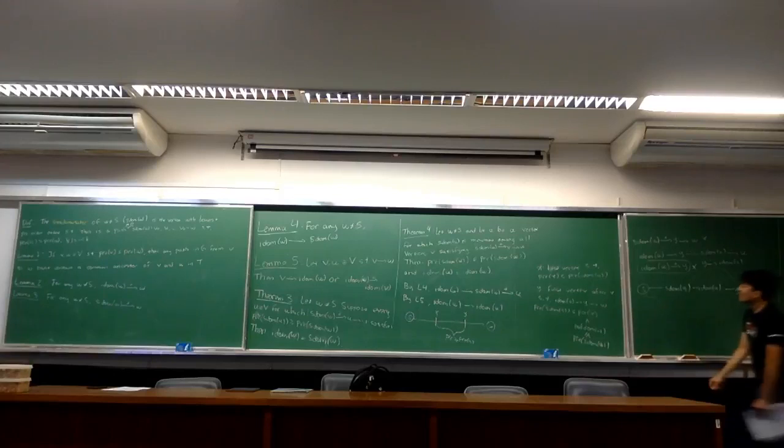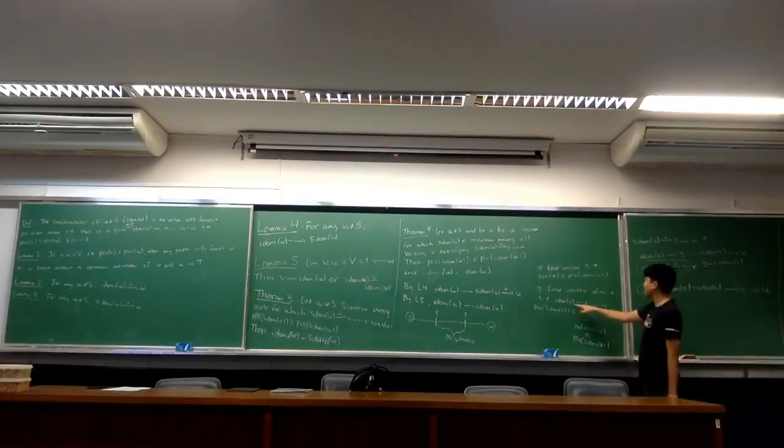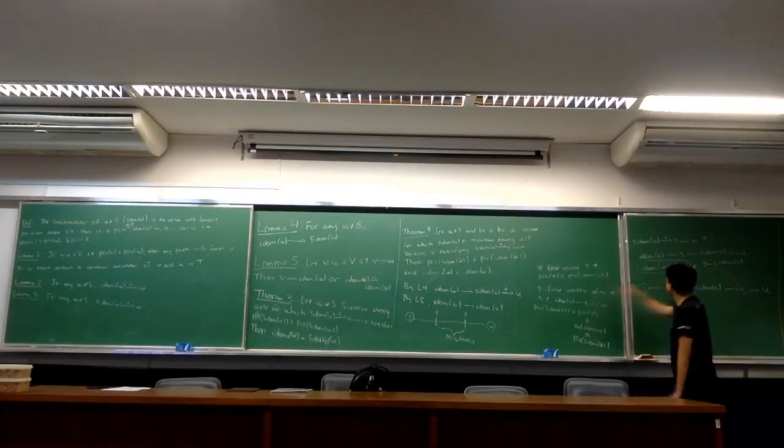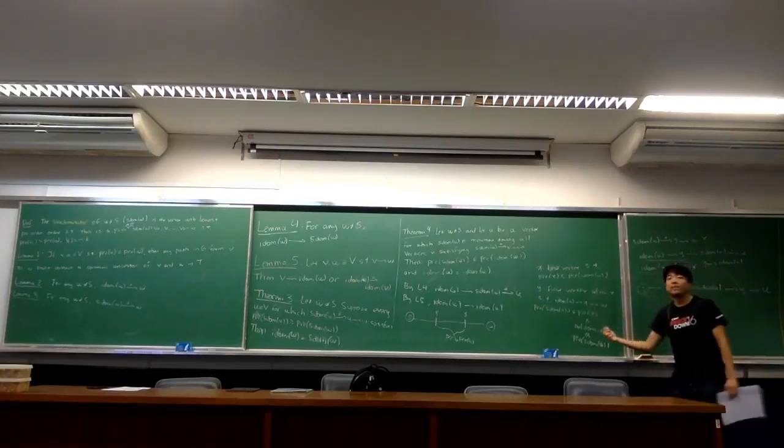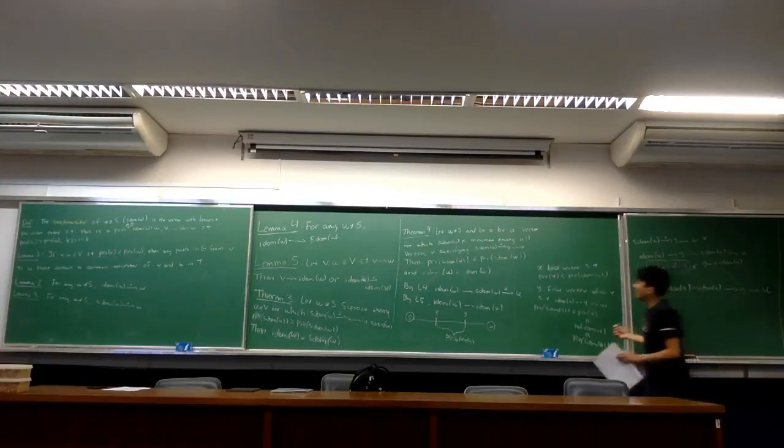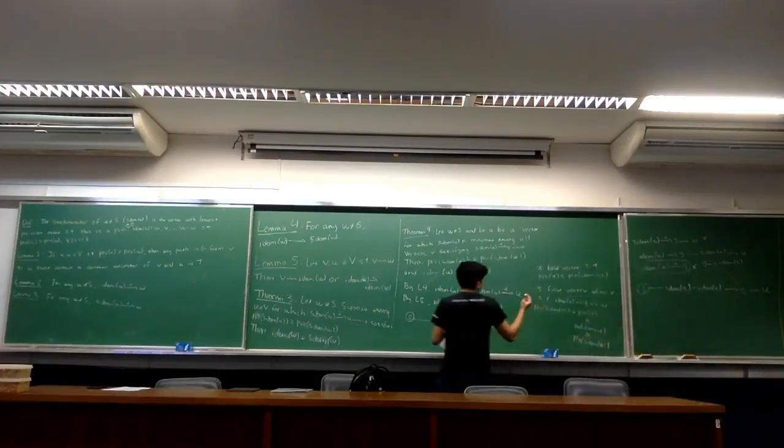But I dom u is an ancestor of y by choice. So the only way these two things can happen at the same time is if I dom u is equal to y. Okay.